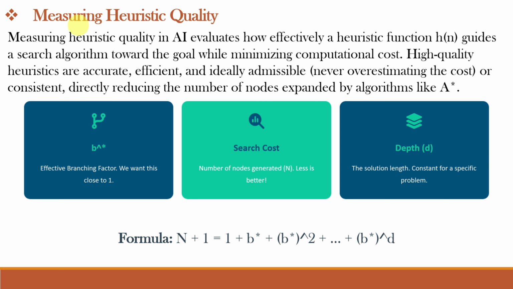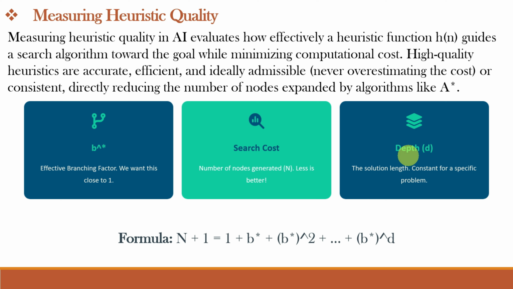Now let us understand how to measure the quality of a heuristic function. You can see 3 main factors: the effective branching factor B star, search cost and the depth D. The symbol star in this B star is not multiplication. It is read as B star or effective branching factor. And what is effective branching factor? It means on average how many child nodes the algorithm effectively explores at each level. It is called effective because the real branching factor may be large, but a good heuristic reduces unnecessary searching.